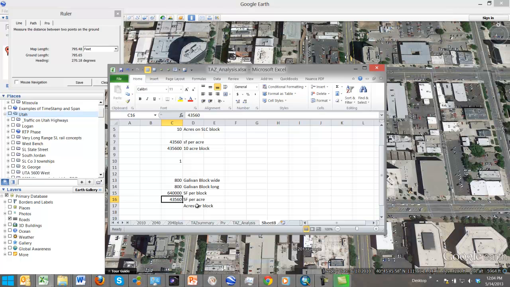So now I know that there are 43,560 square feet per acre. So if I take this divided by this, I know how many acres per block I have. So there are 14.7 acres per block. Now downtown Salt Lake actually has 10-acre blocks, so they claim and brag about, but we've got almost 15 here. So what's the difference? Let's figure that out.